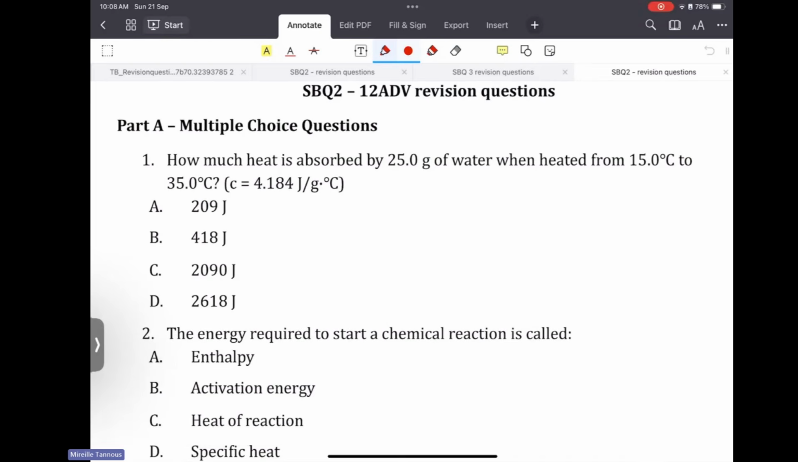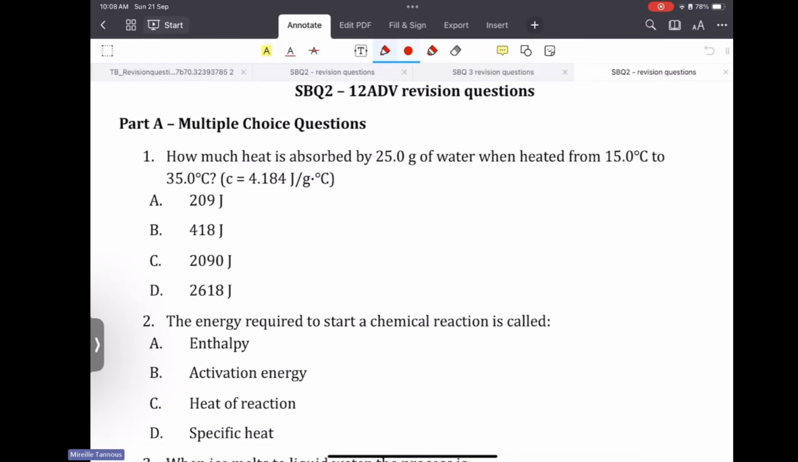Multiple choice questions. How much heat is absorbed by 25 grams of water when heated from 15 to 35 degrees Celsius? In these questions, to calculate how much heat, the formula used is Q = mCΔT. The formula is always given in your quiz as well. So heat Q must be in joules. So that's Q. The mass m is in gram.